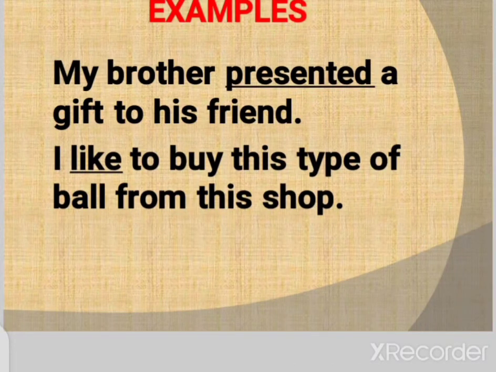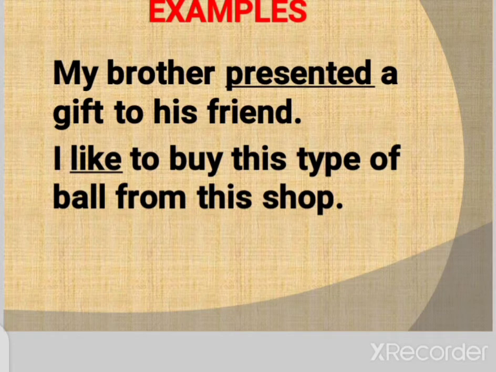For example, my brother presented a gift to his friend. Here, my brother is the subject, the doer of the action. Presented is a verb. A gift is an object. To his friend is also an object. A gift is the direct object, and to his friend is the indirect object. So presented is a verb, and this action passes from the subject to the object.